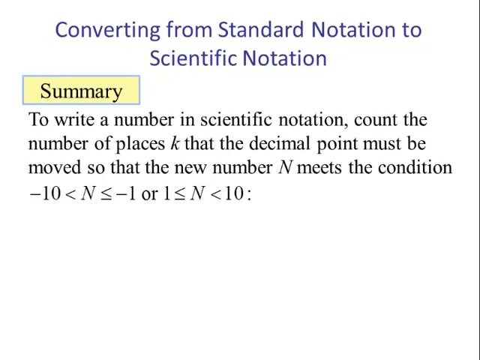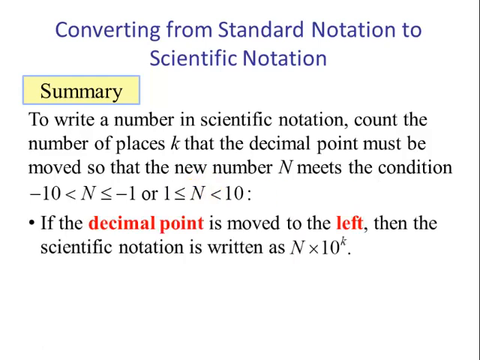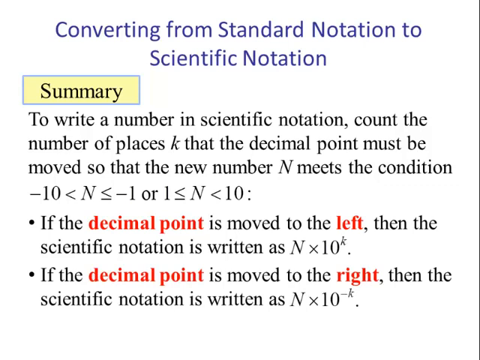Summary: to write a number in scientific notation, count the number of places k that the decimal point must be moved so that the new number n meets the condition. N can be a negative number, or n can be a positive number, and it can be any digit except for 0. If the decimal point is moved to the left, then the scientific notation is written as n times 10 to the k. If the decimal point has moved to the right, then the scientific notation is written as n times 10 to the negative k.